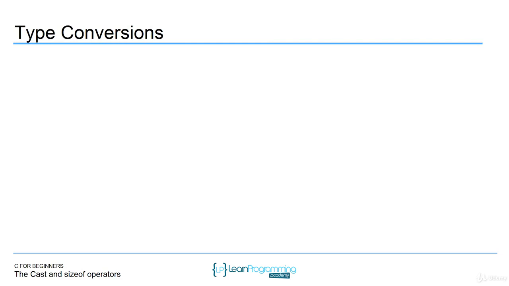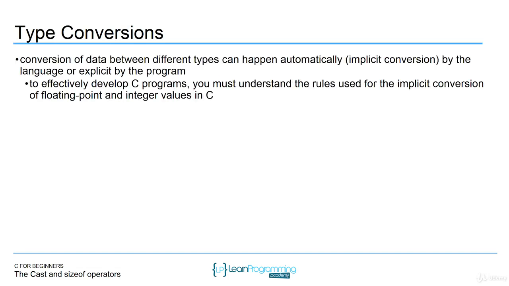In order to first talk about the cast operator, I have to tell you a little bit about type conversions, how data is being converted. We learned all about data types and different data types out there. But if you're trying to assign data to different types, there are some implicit conversions that go on in the C programming language. Conversion of data between different types can happen automatically, and this is referred to as implicit conversion, by the language, or explicitly by the programmer. The developer can use a cast operator essentially to do a conversion.